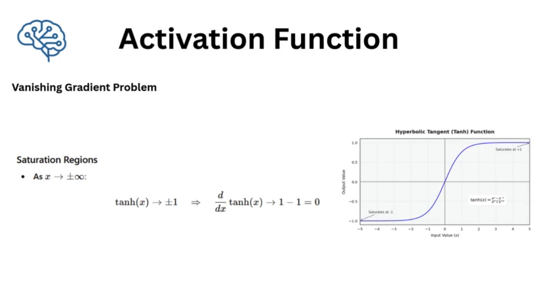Now let us see the same issue with the tanh activation function. When the input magnitude becomes very large, tanh tends to plus or minus 1. As a result, its derivative also becomes 0. So even though tanh is zero-centered and better than sigmoid, it still suffers from saturation for large input values. This again causes the gradient to vanish during backpropagation.